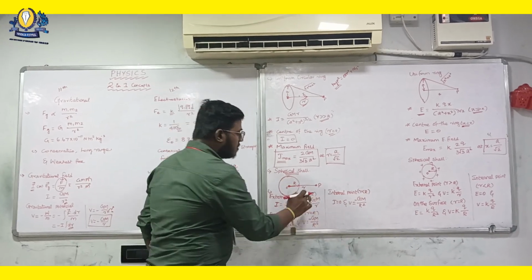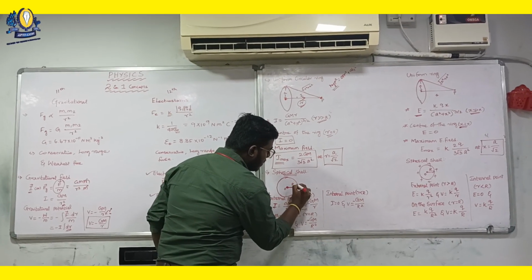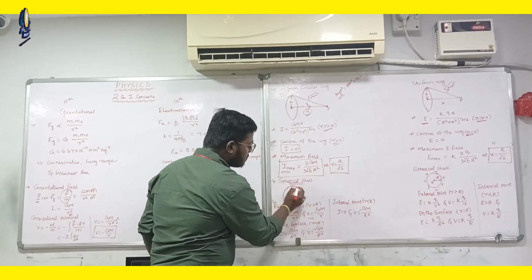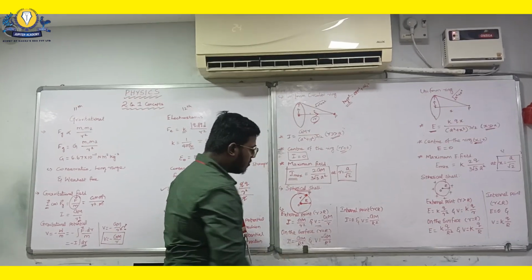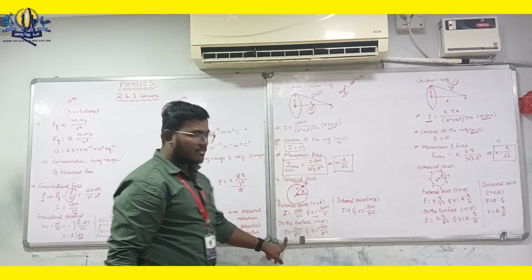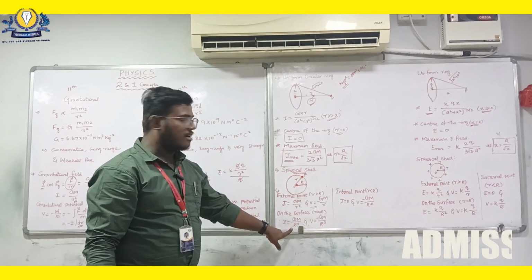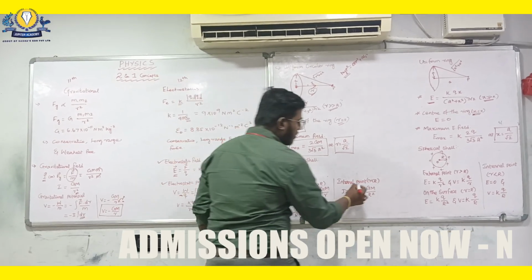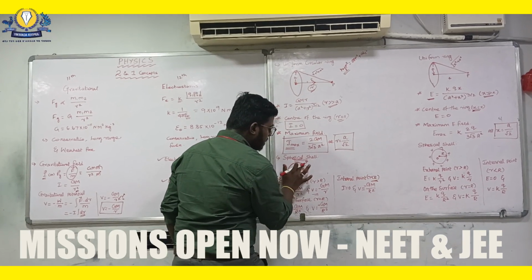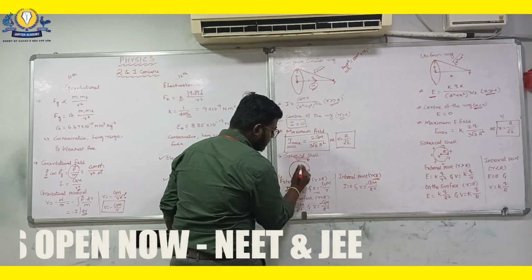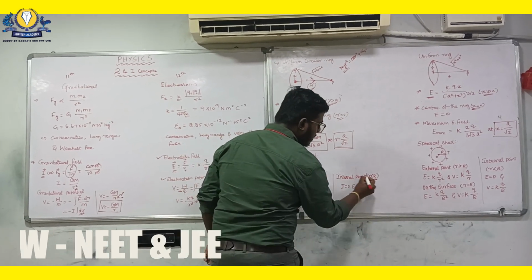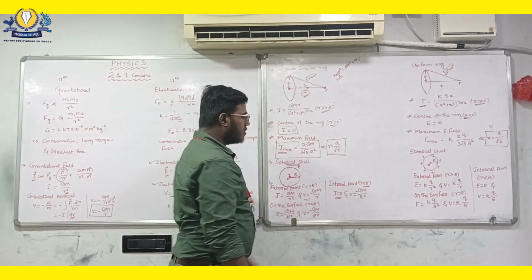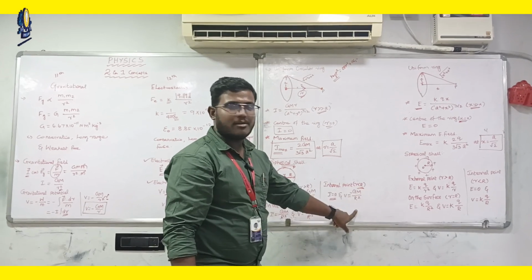Next, on the surface. Now the point P is on the surface, so the distance small r is equal to capital R. At that time the gravitational field is equal to GM divided by capital R square and V is equal to minus GM by capital R. Next, the internal point, inside the shell, where small r is less than capital R. The gravitational field is equal to 0 and the potential is equal to minus GM by capital R.